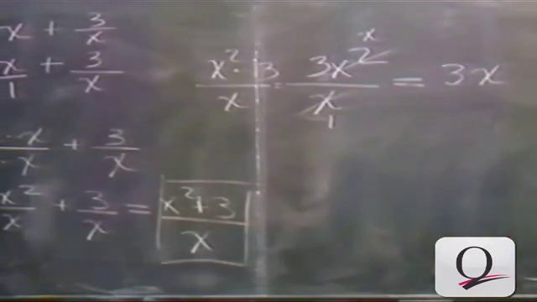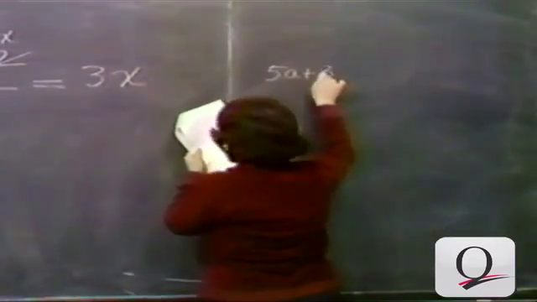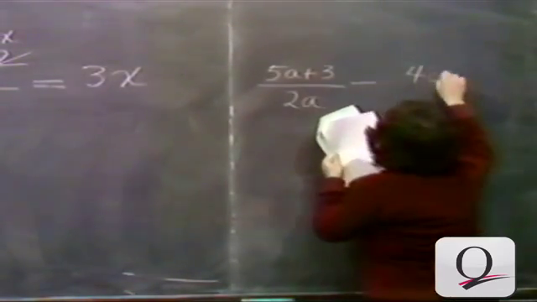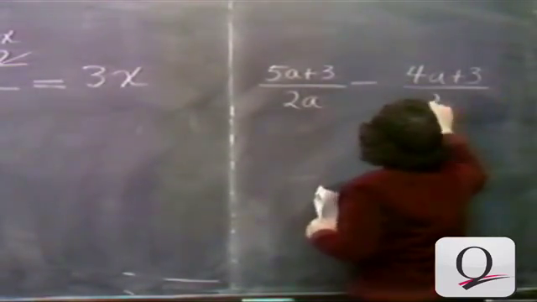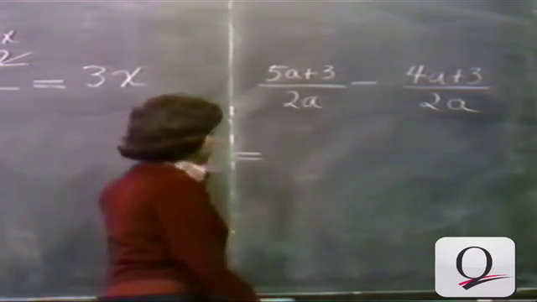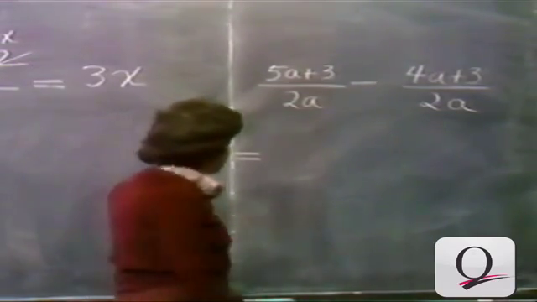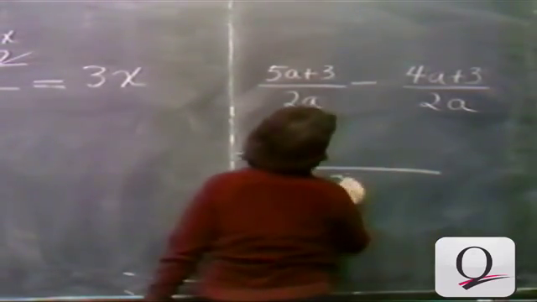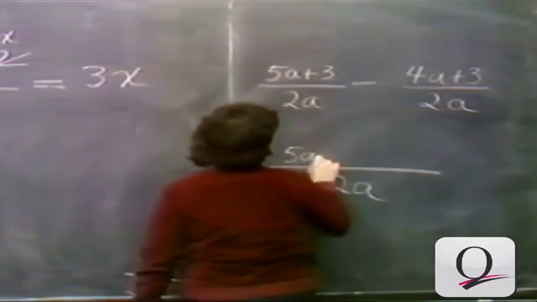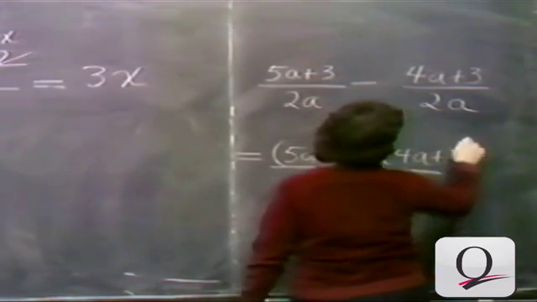Okay, let's try some more problems. 5a plus 3 over 2a, take away 4a plus 3 over 2a. We'd like to subtract these two fractions. Now, they already have the same denominator, so you don't have to worry about that. But even when fractions have the same denominator, you still have to be careful. What we're supposed to do is subtract the numerators and put them over the same denominator. 5a plus 3, take away 4a plus 3. You must put in these parentheses.